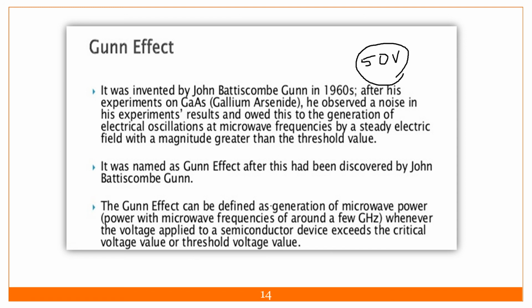The Gunn effect can be defined as the generation of microwave power with a microfrequency around a few gigahertz whenever the voltage applied to a semiconductor device exceeds the critical value, the threshold voltage. Means we are applying a voltage greater than the threshold, then the effect is called the Gunn effect, due to the oscillations of electrons.